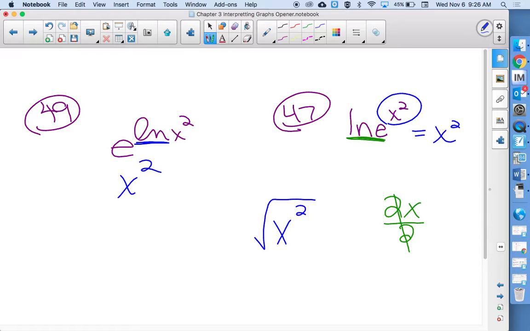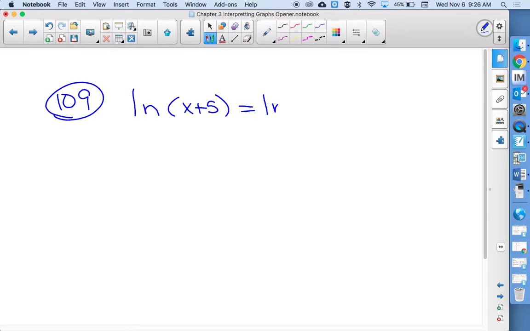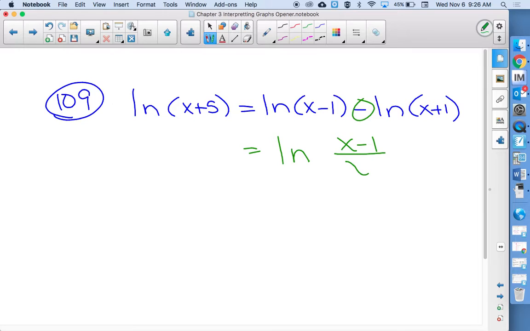Josh? Number 109, you said? Yeah. So 109 says natural log of x plus 5 equals natural log of x minus 1, and then you're subtracting the natural log of x plus 1. So Josh, where did you start? I just simplified and put the natural log of x minus 1 divided by x plus 1. Yeah. So minus means you can condense them together and make it division. So x minus 1 over x plus 1.